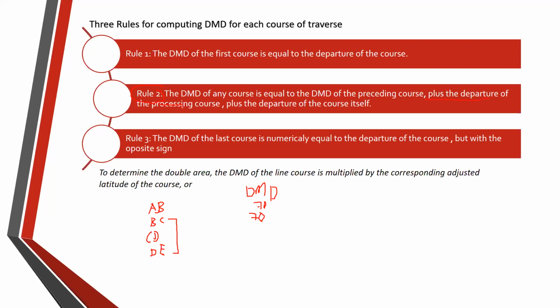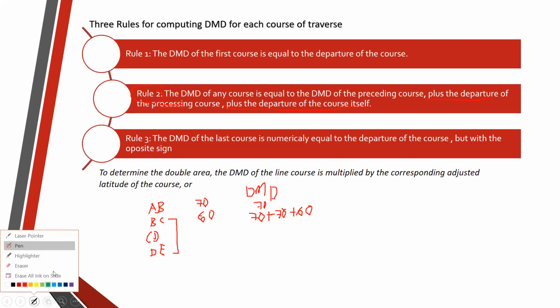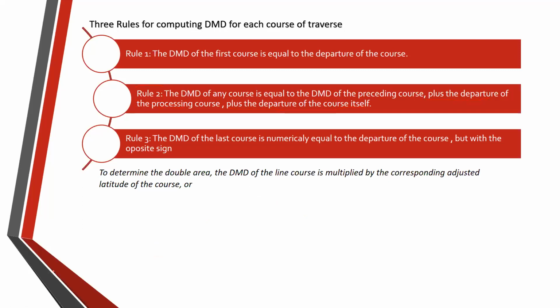The preceding is the previous course. So our preceding DMD here is also 70, so 70 plus 70, plus the departure of the course itself. Whatever the departure of BC is, let's say 60, we still add it. And that will be the value of the DMD of the line BC. Okay? Later, ma'am will also give an example. So that's just a clip or a preliminary explanation for rule number 2.